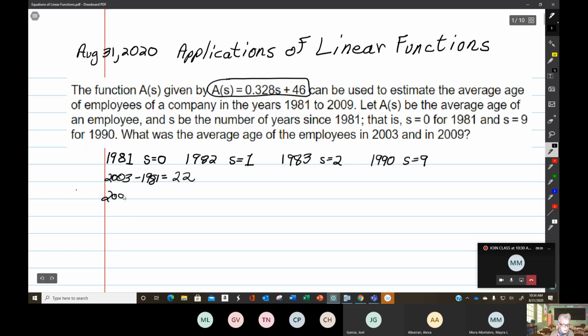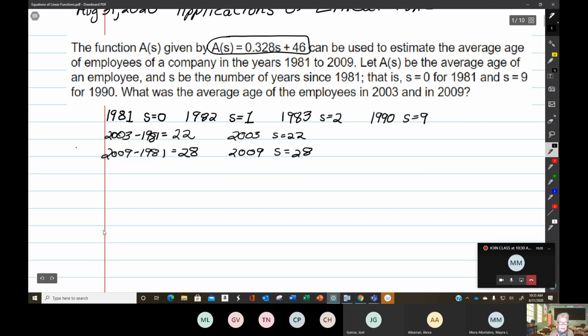2009 minus 1981 would be 6 more years than that, which is 28, I think. Yes. Is that right? Yes, it is. Okay, so now we know that the year 2003 is the year S equals 22, and the year 2009 is the year S equals 28. So now we're just going to calculate the answers to the questions using A of S.